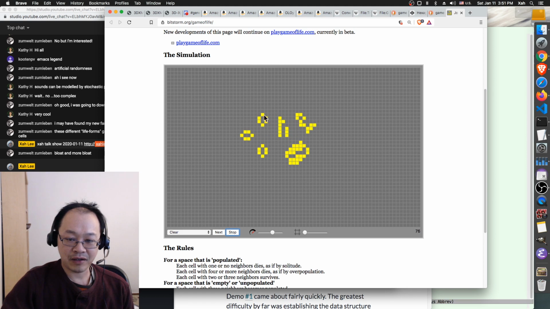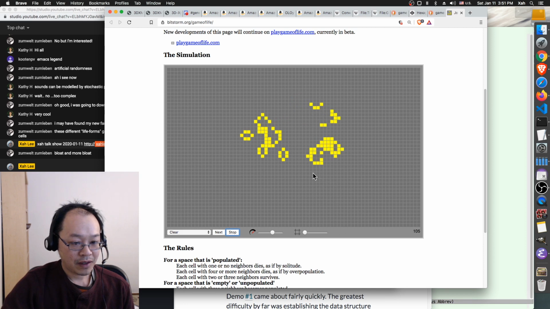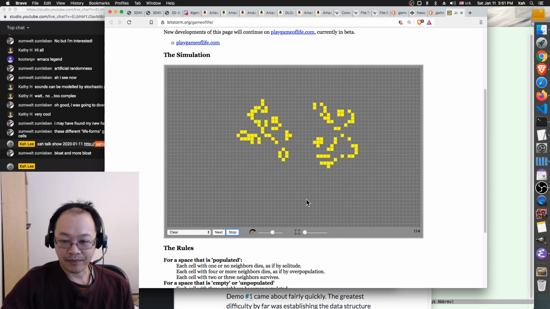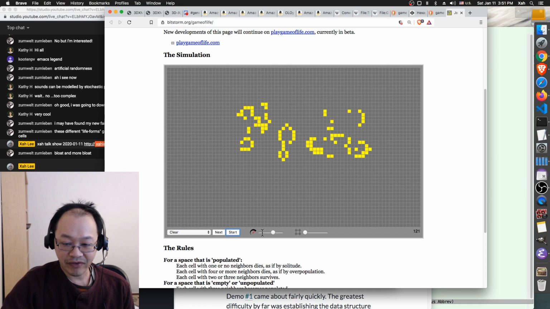So you see those things, those are called beehive. Those are stable patterns. Bloat and more bloat, yeah. So anyway, that's a Game of Life, and we want to make it go faster.